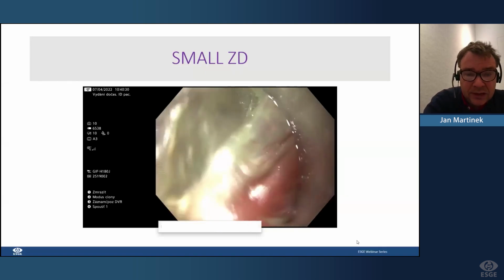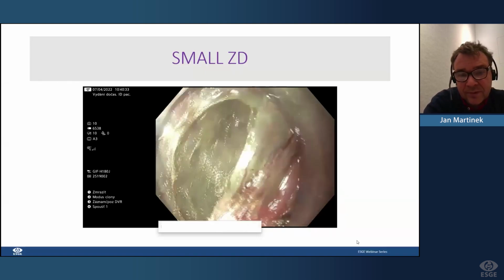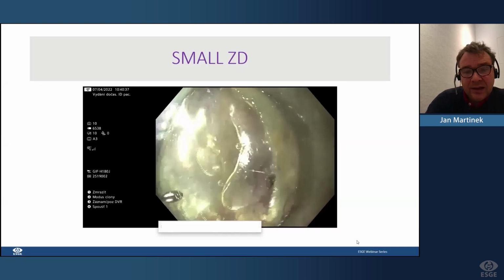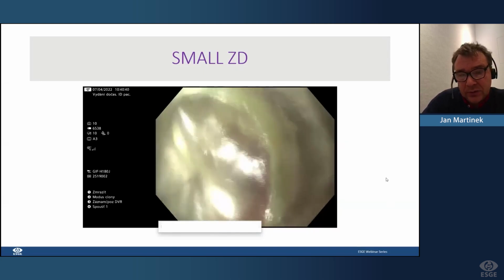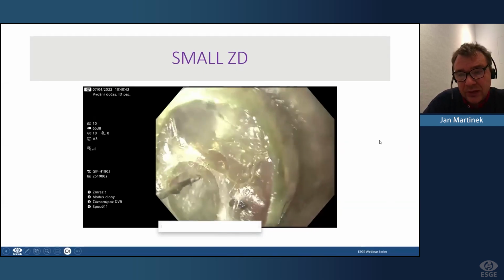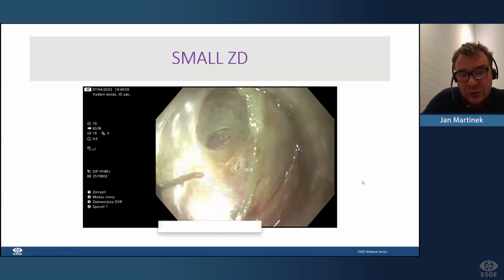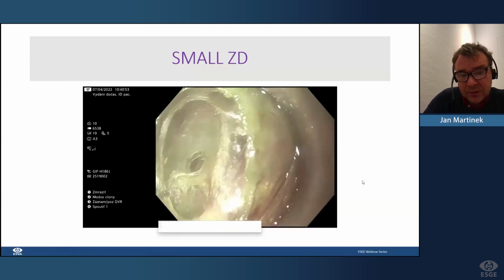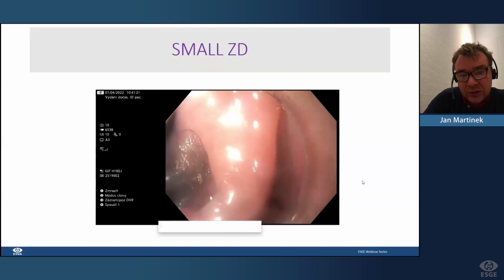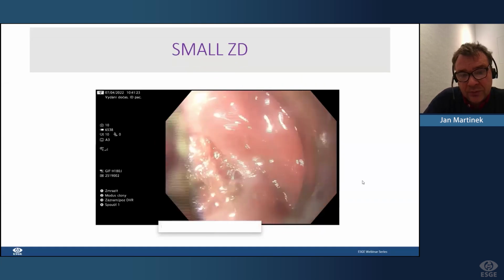So, dissecting the submucosa. And once both tunnels are ready, I will show you the myotomy of this short septum or diverticulum.